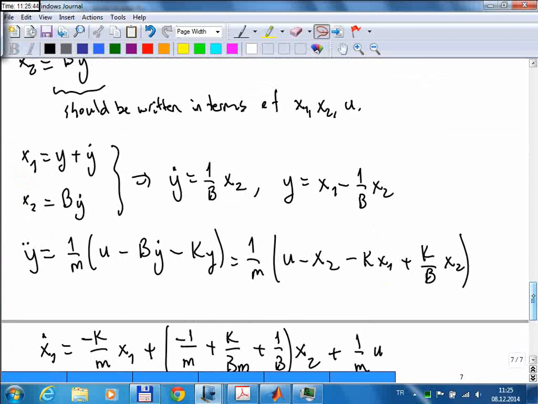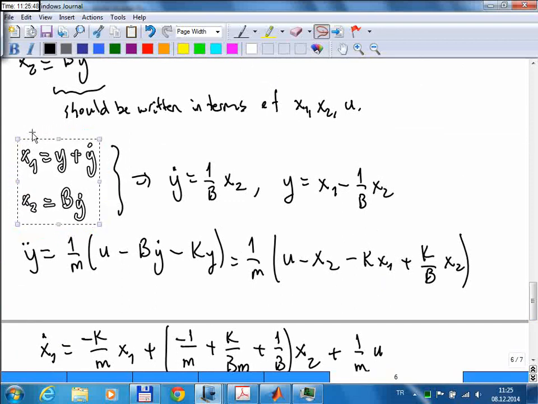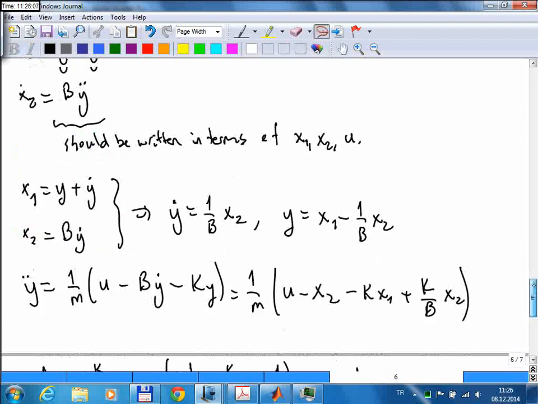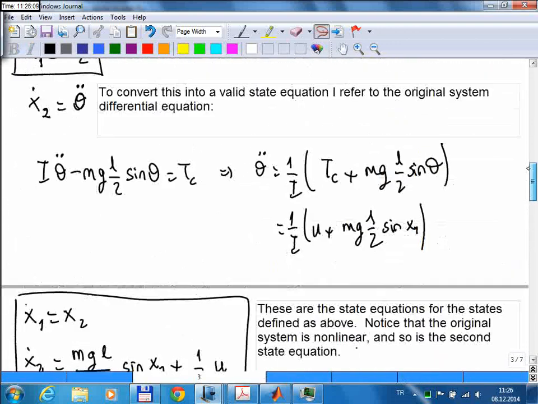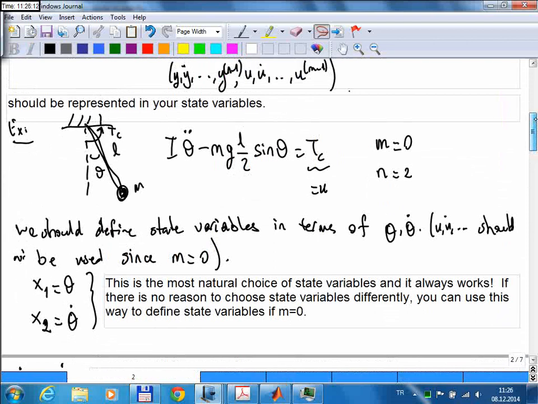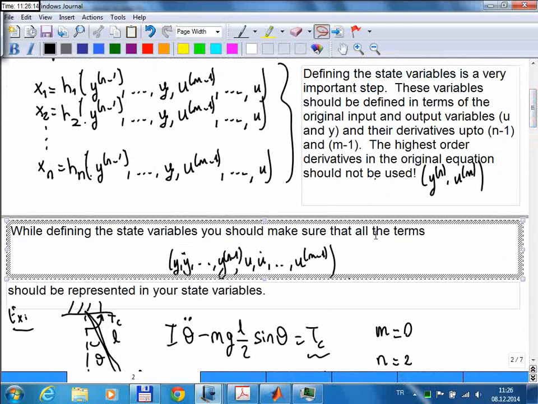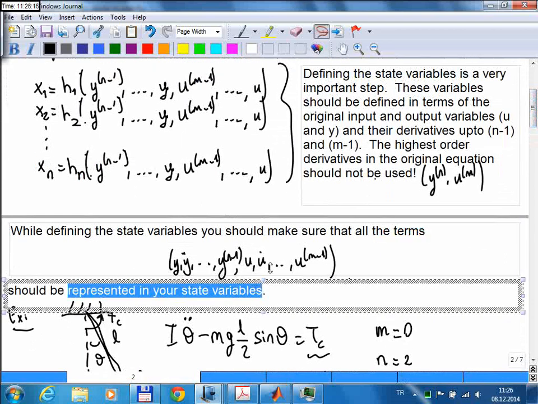So I should warn you though. I just chose these variables randomly. There's no reason to choose these, no physical explanation of why I chose these variables. I just wanted to give you an example. But I was careful. I included both y and y dot terms here. So this is required, as I wrote here. You should always remember that. You should make sure that all of these terms are represented in your state variables.